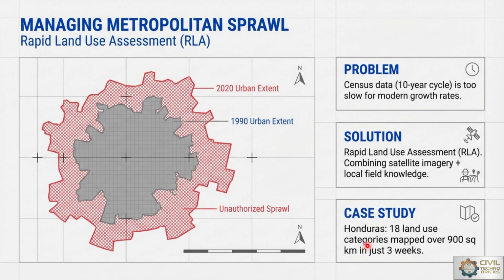The case study is Honduras, where 18 land use categories were mapped over 900 square kilometers in just 3 weeks. So the time duration is just 3 weeks, for a smaller area with 18 land use categories utilized, so that rapid land use assessment will be more fruitful from the metropolitan sprawl management point of view.